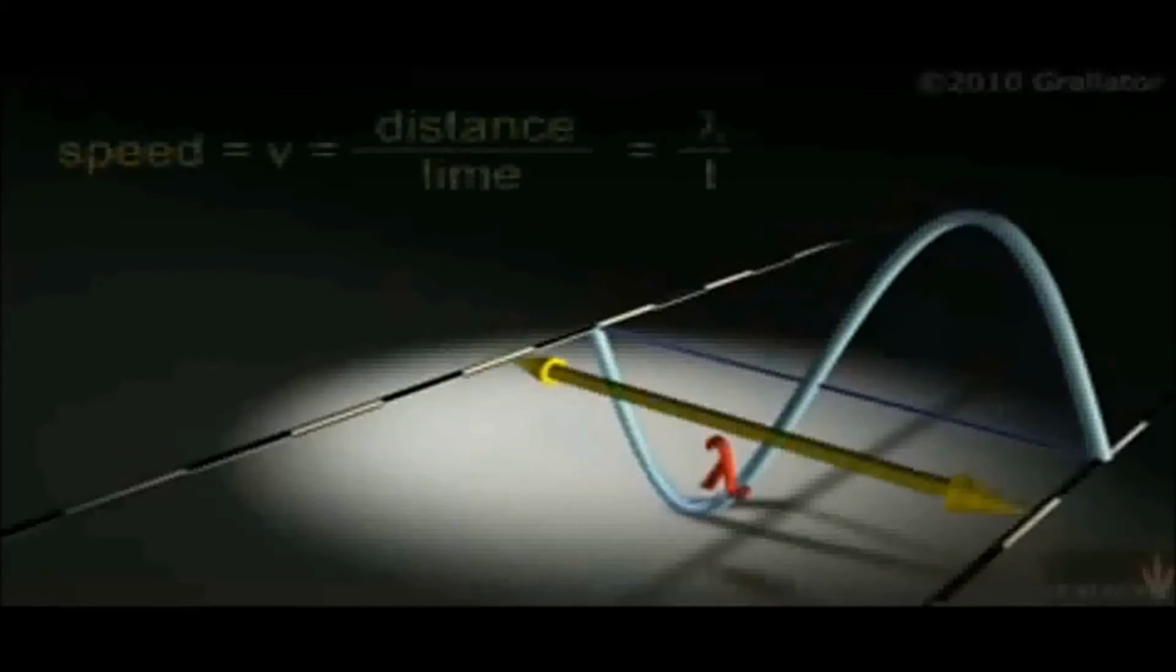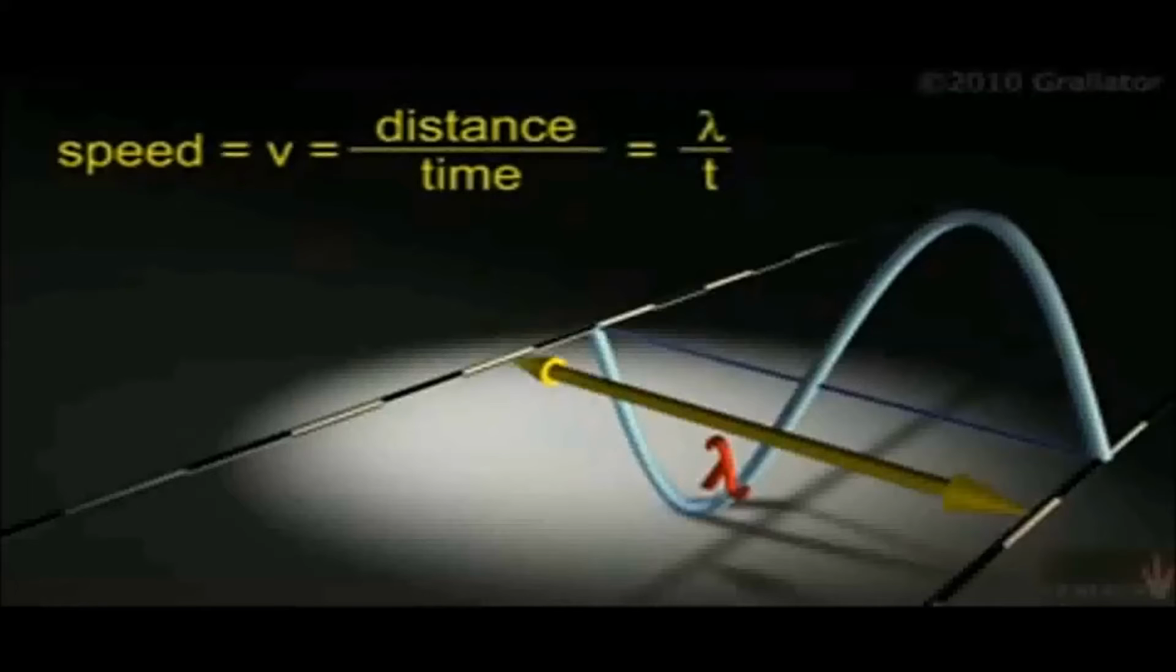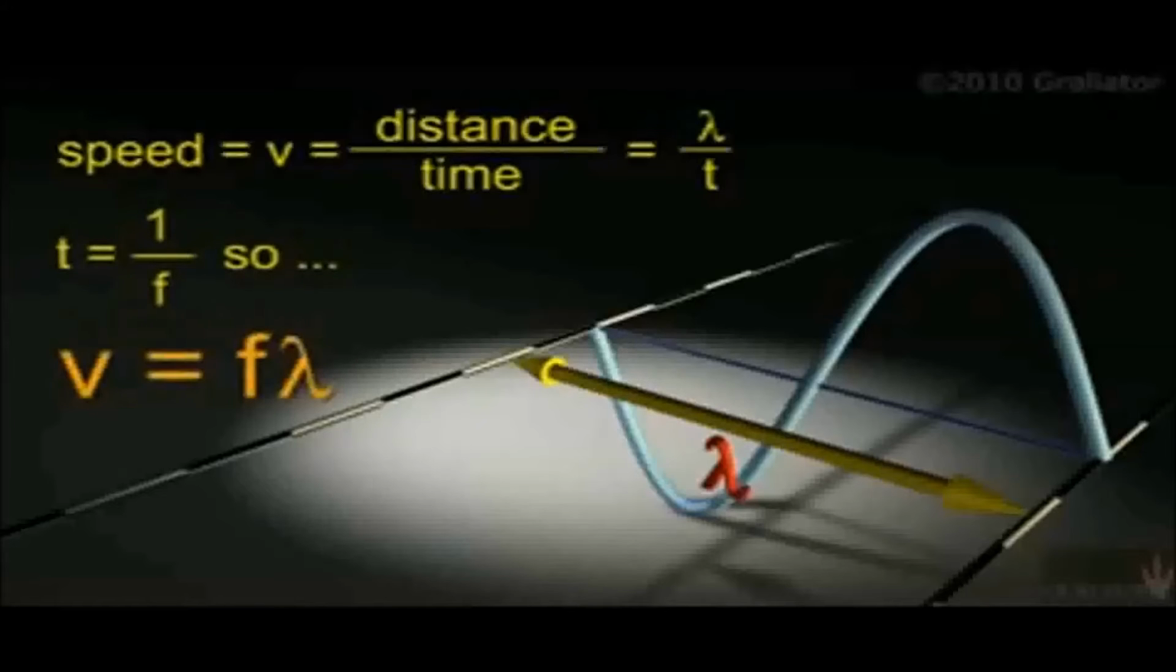We know how long the wave is from the wavelength, so we know the distance travelled in this time. From this we can work out the speed of the wave as distance travelled divided by the time taken. This turns out to be equal to the frequency of the wave multiplied by the wavelength of the wave.